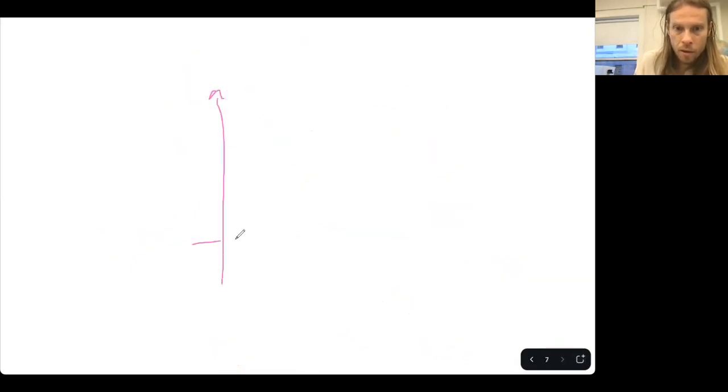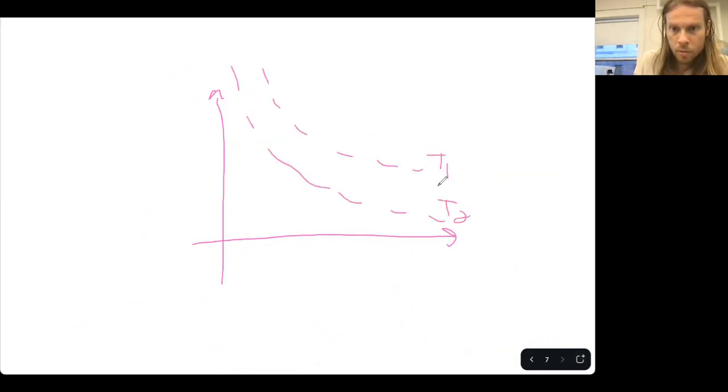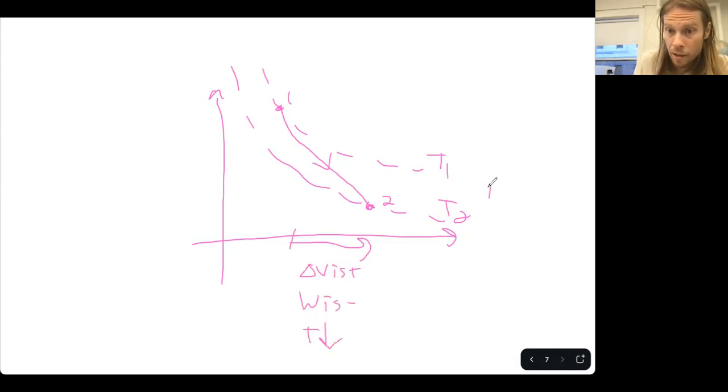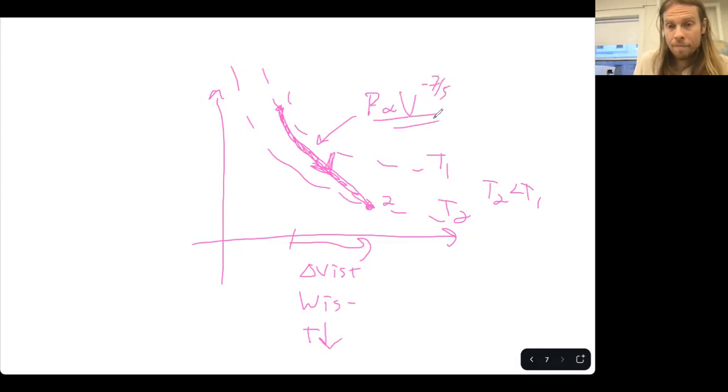I can draw that a little better. If I have T1 and T2, and I have 0.1 and 0.2, adiabatic expansion. Delta V is positive, so work is negative. So T drops. Did T go down? Yes, T2 is less than T1. I'm going from 0.1 to 0.2. And this should be a graph of P goes as V to the negative 7/5, which is steeper than V to the negative 1. Power law.